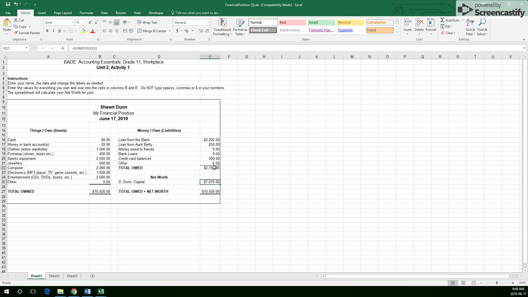And so they've taken the value of what you owe, the liabilities, and your equity added together to equal 10,420, which equals what you have in assets. This is the basis for the fundamental accounting equation, which we will go over shortly. Hope this helped.